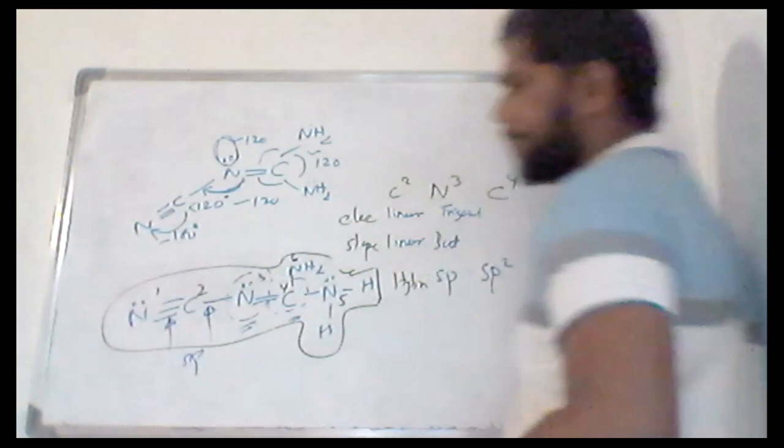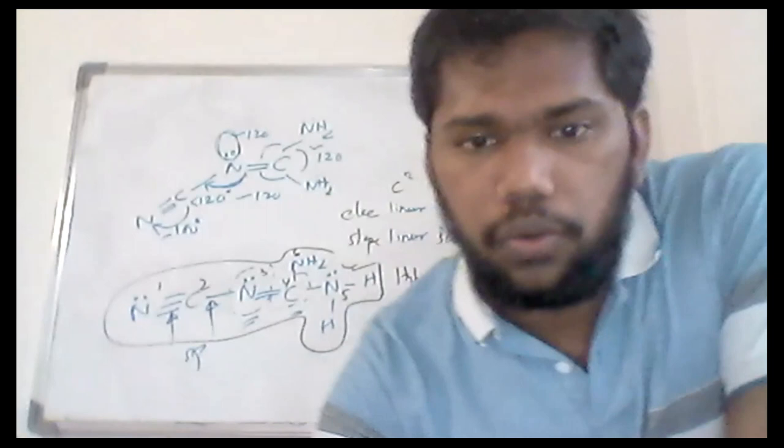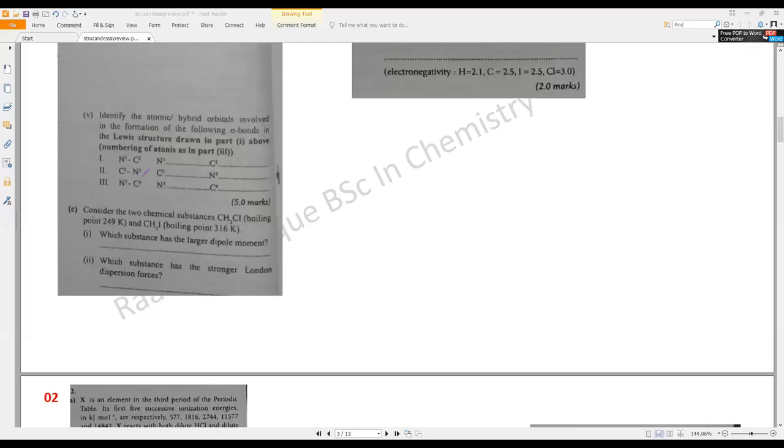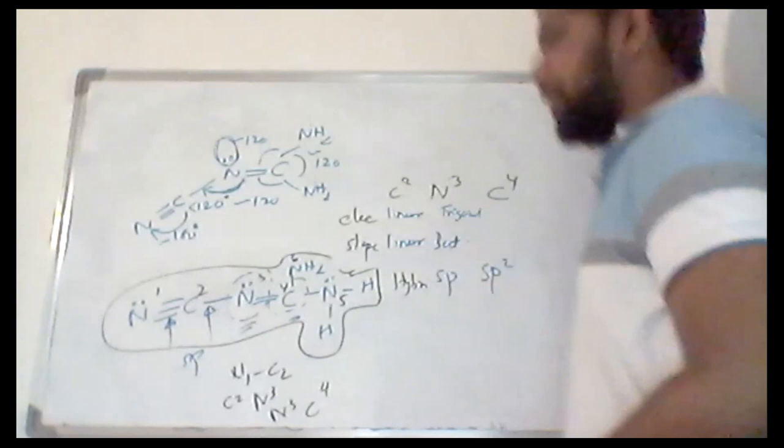Okay, so that is the way that you can draw this, right? So that is also done. Then you should be able to compare the bonding orbitals. They are asking between N1 and C2, then C2 and N3, and then N3 and C4. Right, so they are asking about N1 and C2. So which is this bond?